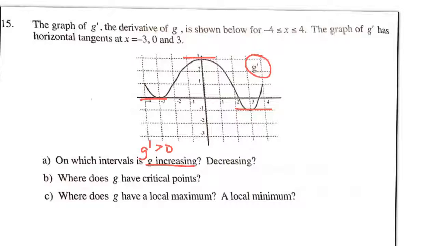Remember, you always want to relate the question to what you're given. So we definitely want to relate this back to g prime. Where is g prime greater than 0? Looks like to -4, all the way to 2. So -4 to 2. And it looks like from about 3.5 to 4, we're greater than 0 again.